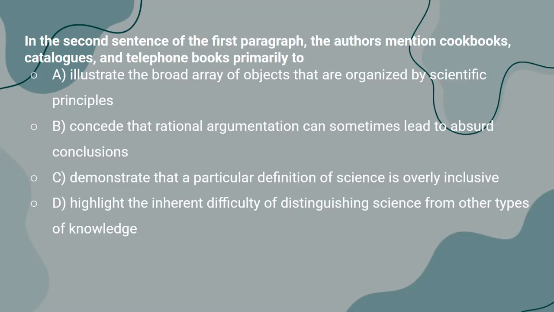Is it A, illustrate the broad array of objects that are organized by scientific principles? This isn't a terrible answer. It's not a great one either because it's not what it's asking. The entire point is that if you read it, it's all about kind of putting science above a lot of other things and saying science is worth more almost than a lot of other arguments. And it's like a very important piece of understanding. So I wouldn't necessarily say it's trying to be like, oh, are cookbooks really science? No, they're not. Science is more important than that. So we're trying to see something that shows that science is taking too much into its grasp.